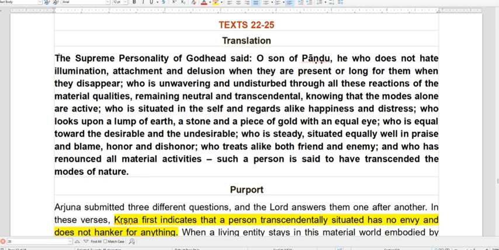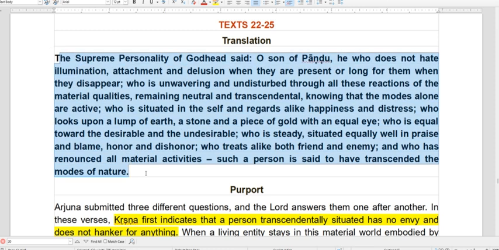Can someone read this translation? Prabhu. Yeah, go ahead.